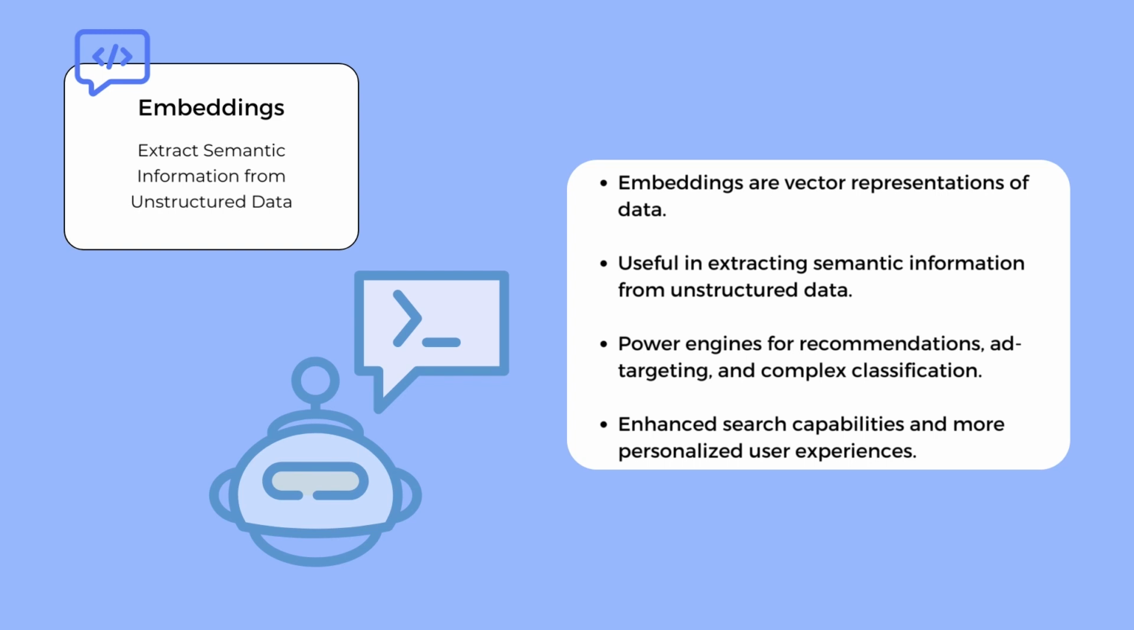For example, consider the realm of e commerce. An embedding model can be used to power recommendation engines, matching users with the products they are most likely to be interested in, based on their browsing history. Or in digital marketing, these models can enhance ad targeting systems, enabling highly personalized advertising. They can also be used for complex classification tasks, search functionality, and many other applications.